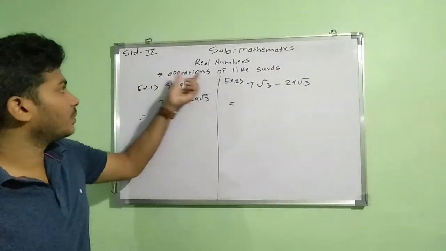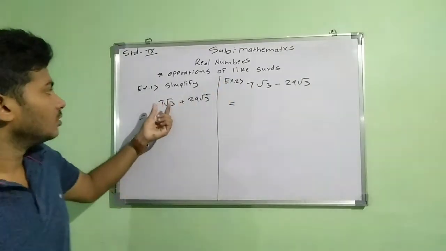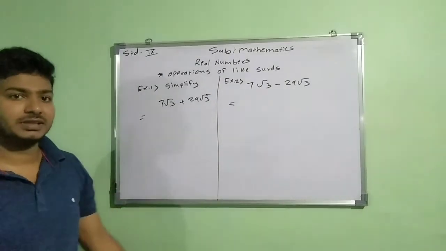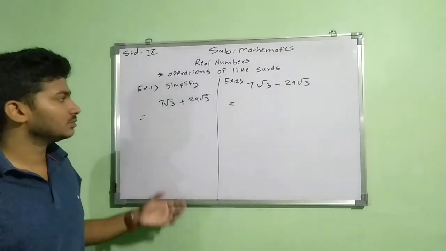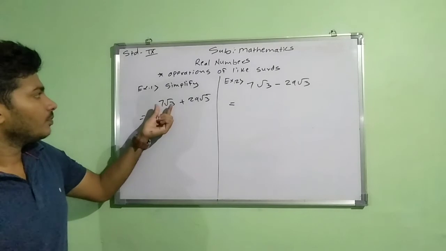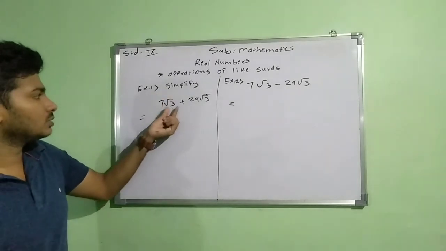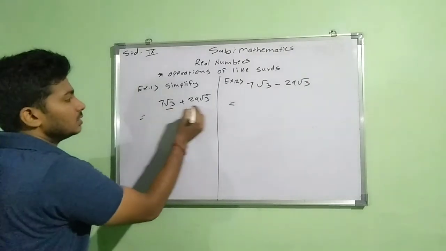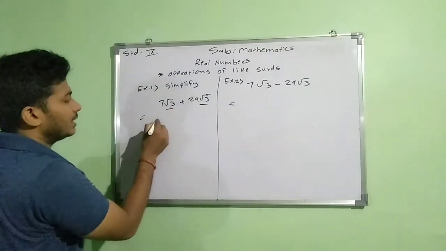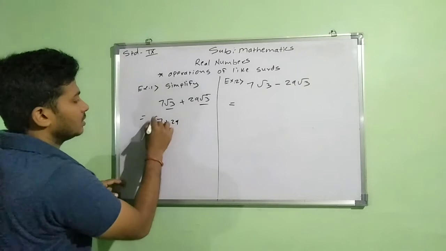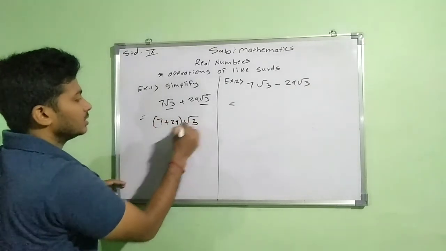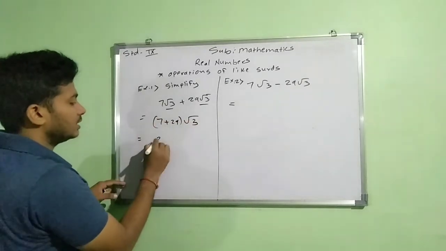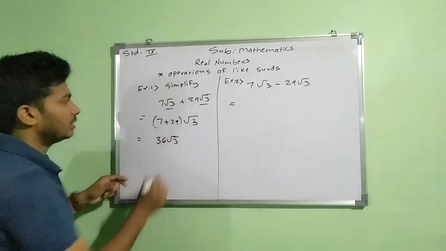So the next topic is operations on like surds. That means we have to do operations: addition, multiplication, subtraction and division. Now the question is: simplify 7 root 3 plus 29 root 3. If you carefully look here, these are like surds, so we can directly add them. That means 7 plus 29 inside the bracket, and root 3. Which is equal to 36 root 3. So that will be your answer.